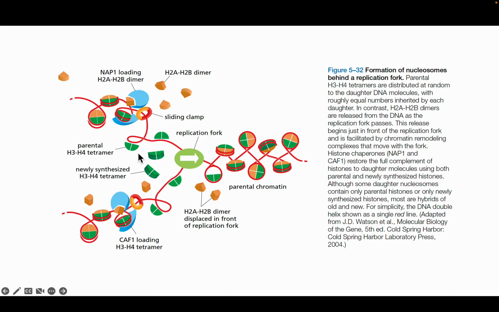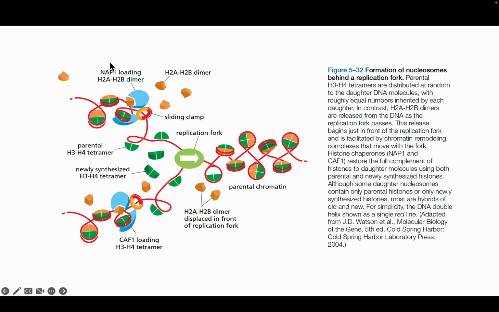So in this diagram, you can see these parental H3 H4 tetramers are distributed at random to the daughter DNA molecules, with roughly equal numbers inherited by each daughter. In contrast, H2A and H2B dimers are released from the DNA as the replication fork passes. This release begins just in front of the replication fork and is facilitated by chromatin remodeling complexes that move with the fork.